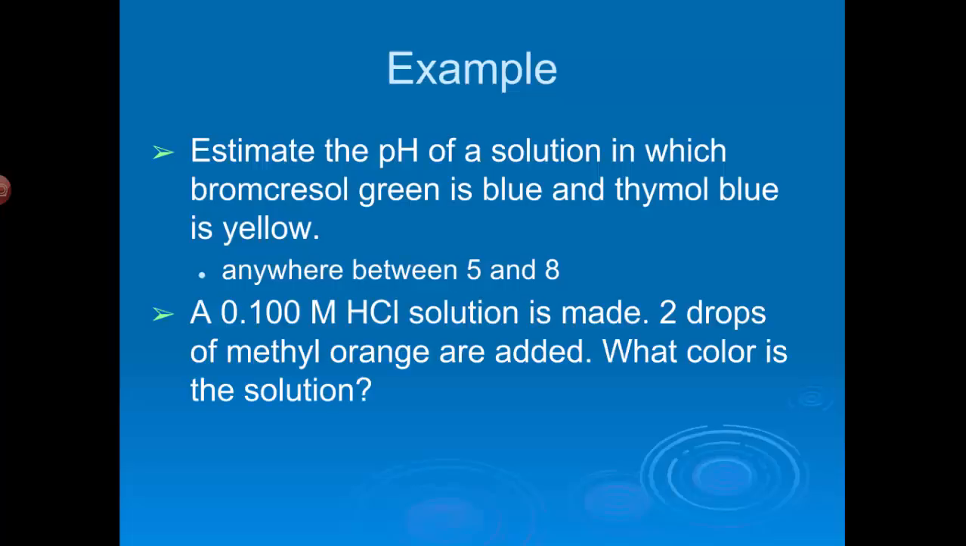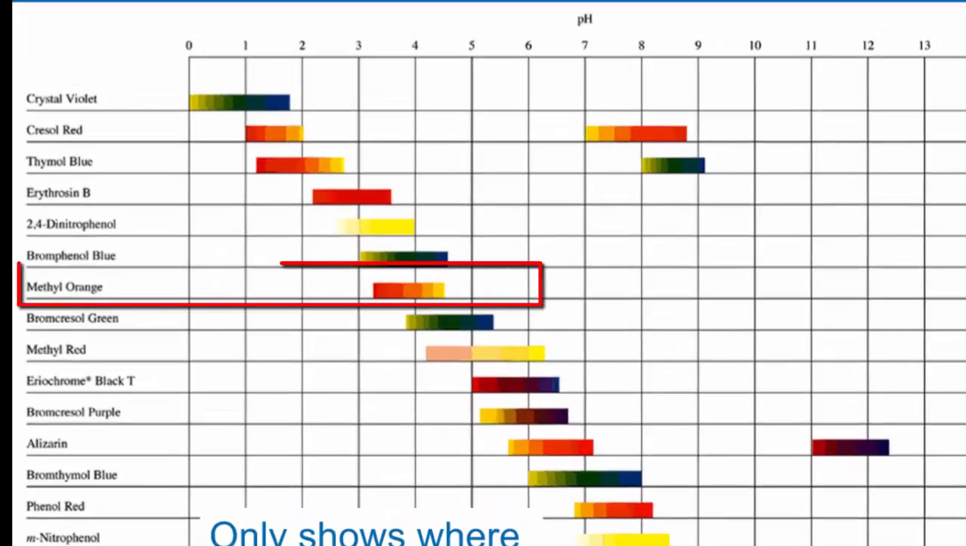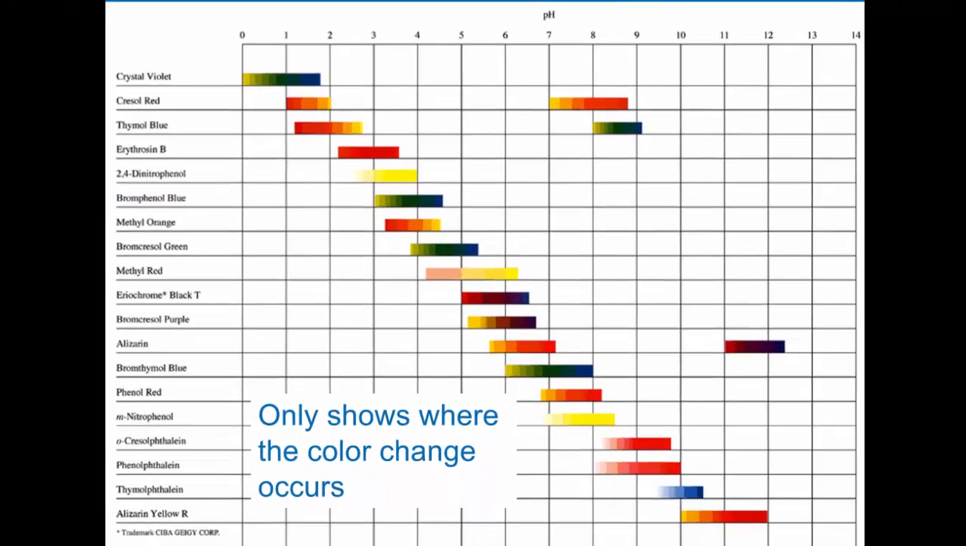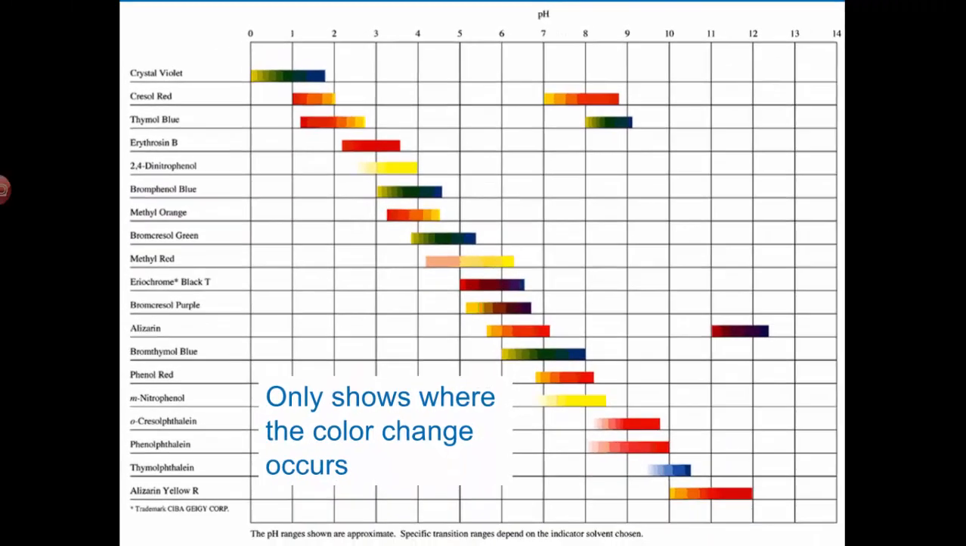We have a 0.1 molar HCl solution. We add 2 drops of methyl orange. What color is the solution? The pH of a 0.1 molar HCl solution is about 1. Okay? So methyl orange, let's look at our chart. At a pH of 1, methyl orange is red. It doesn't change until a pH of between 3 and 5. So our solution should be red.